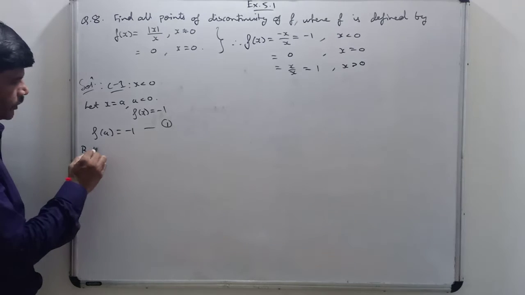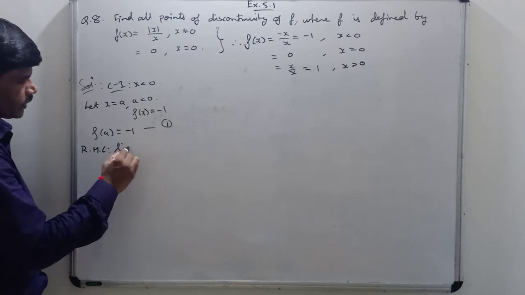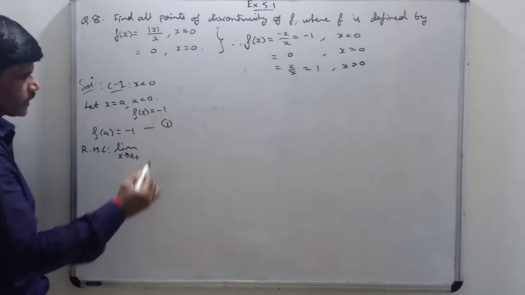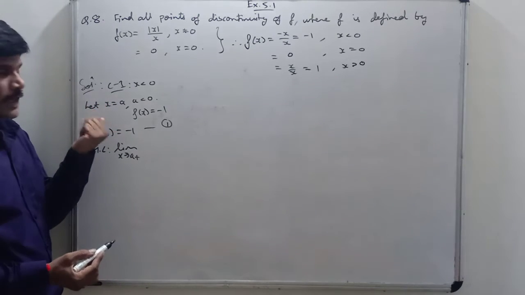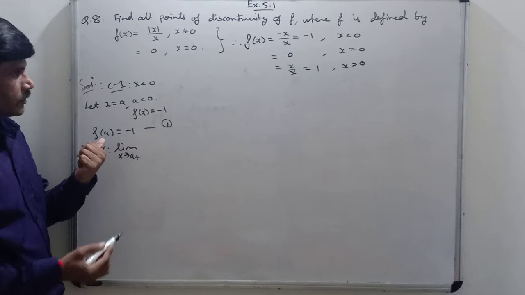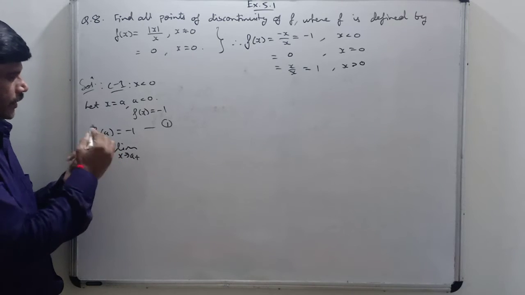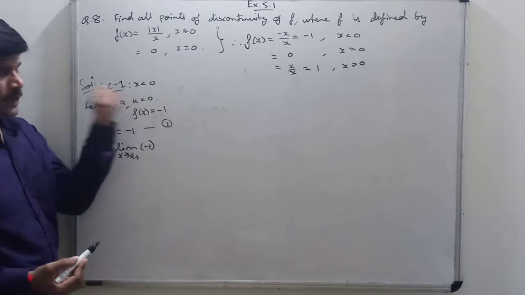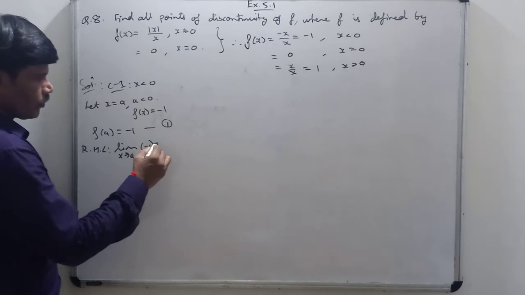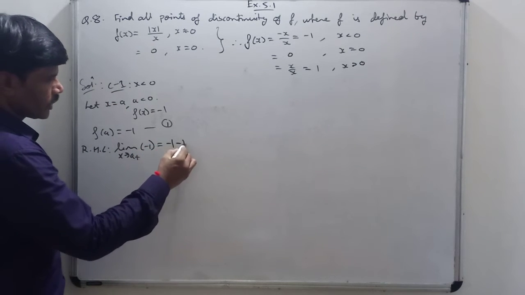Now I will find out the right hand limit. So right hand limit means limit x tends to a plus of f(x), when x is greater than a. In your mind think, let a be minus 1. Minus 1 plus means it is minus 0.9. Okay, so it is again less than 0, so the function is minus 1. So limit of the constant is constant. Give it result number 2.